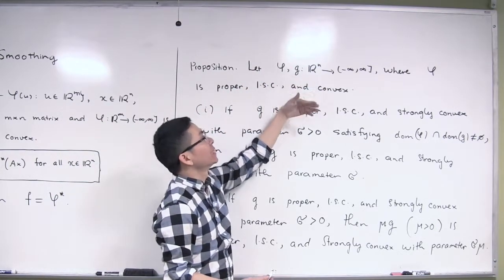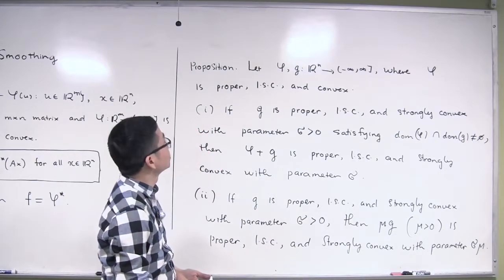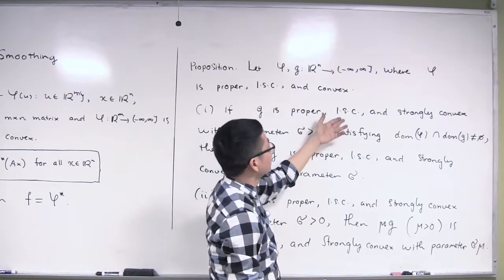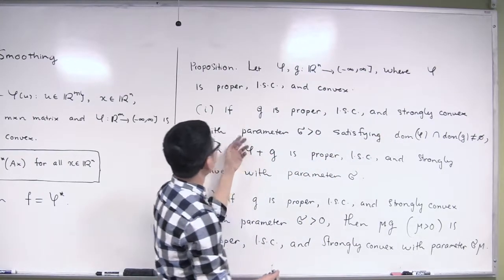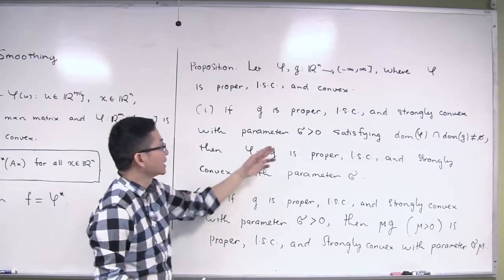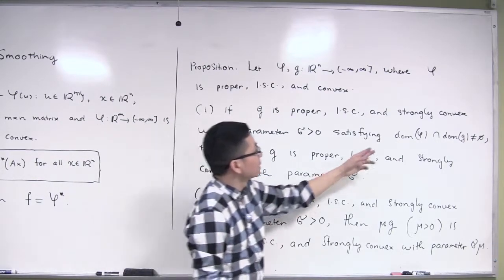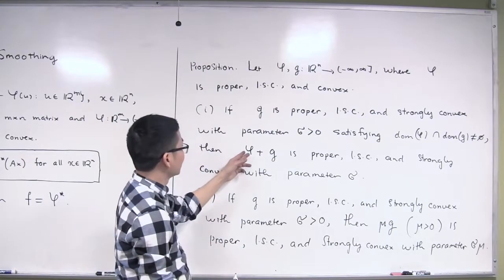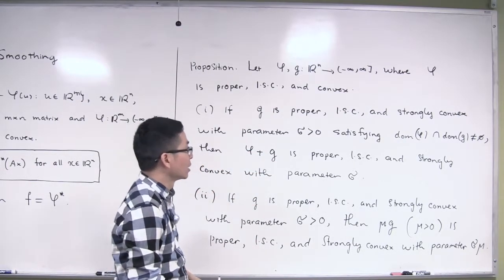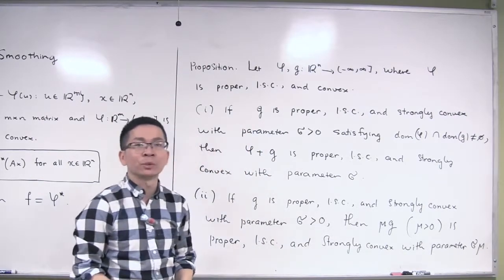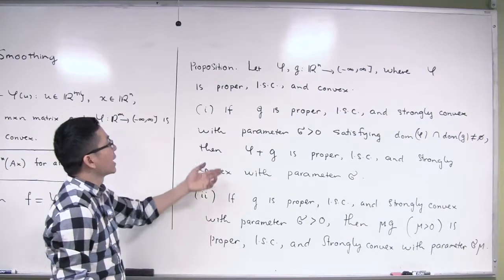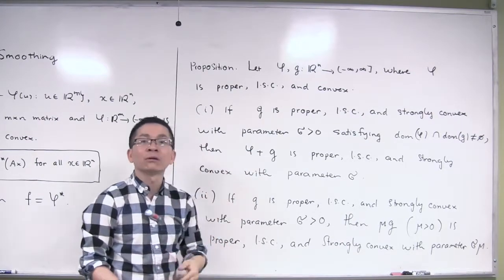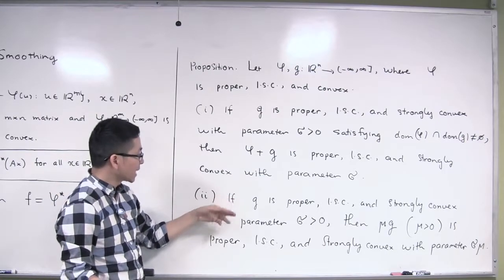We will also need the following simple proposition. Let phi and g be extended real valued functions, where phi is proper, lower semi-continuous, and convex. If g is a proper, lower semi-continuous, and strongly convex function, where the strong convexity parameter is sigma, and if we assume that the domain of phi intersection the domain of g is non-empty, then the sum of phi and g is proper, lower semi-continuous, and strongly convex with the same parameter sigma. It means that if you add a strongly convex function to a convex function, then the new function is strongly convex.